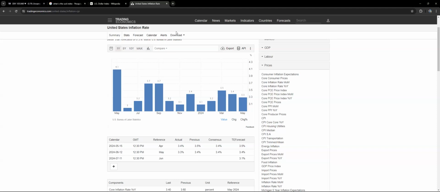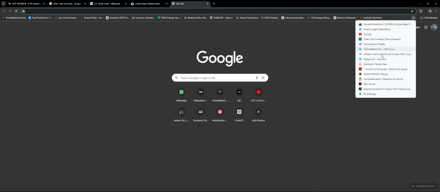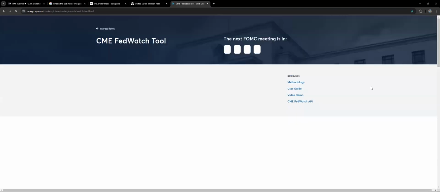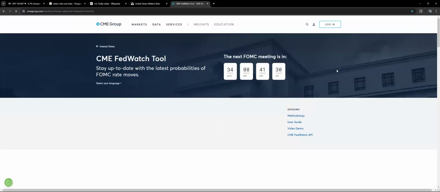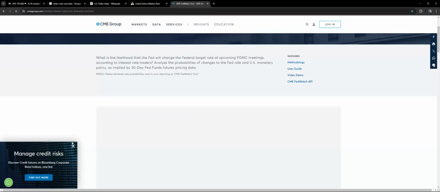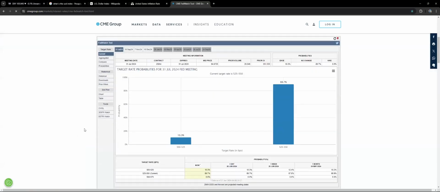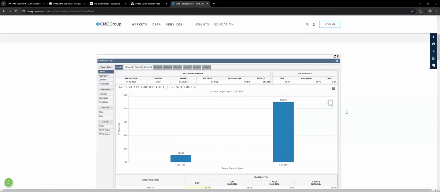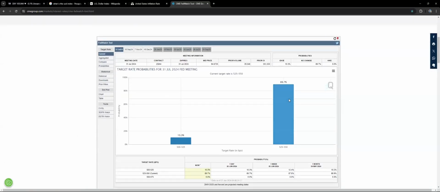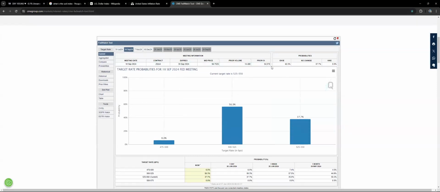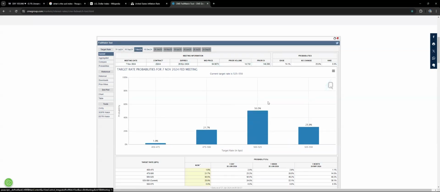Okay. Now, if we come to the CME FedWatch, let's just wait here. Okay. We can see that, of course, on the 31st of July, no one is expecting a cut. On the 18th of September, 56% of the market is expecting a cut.